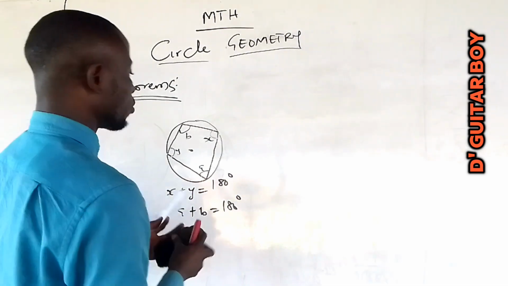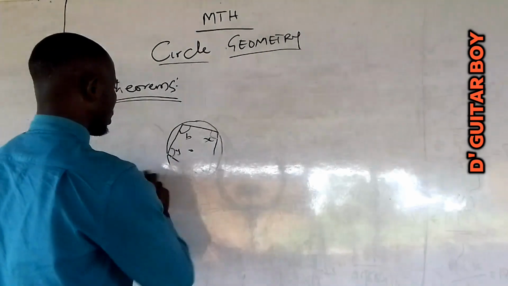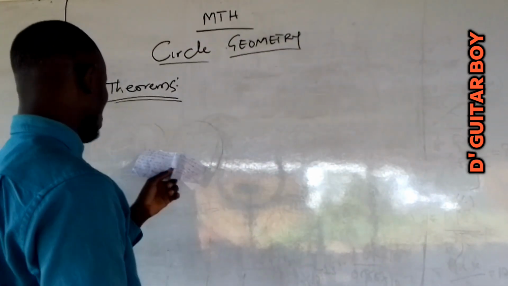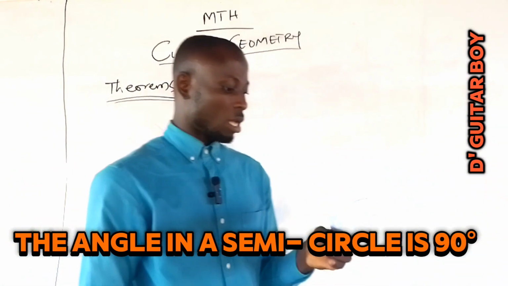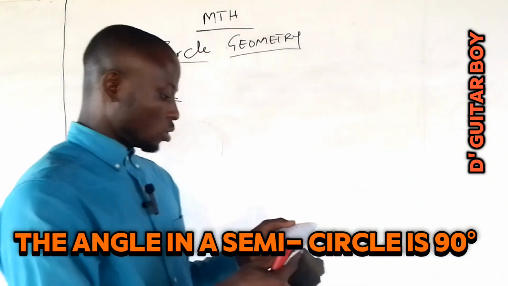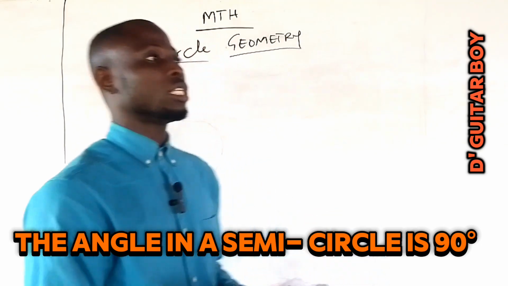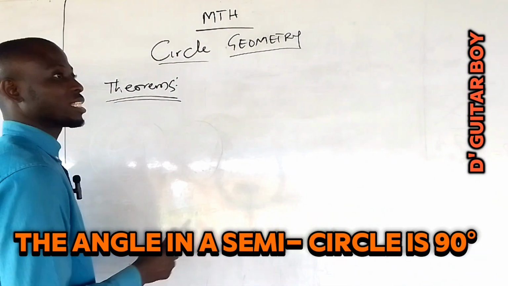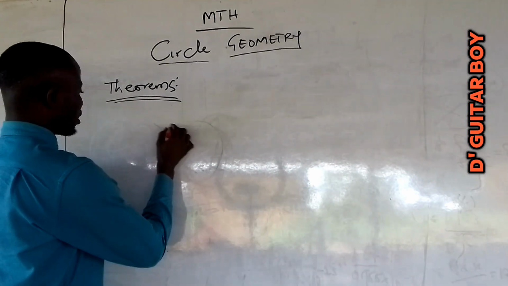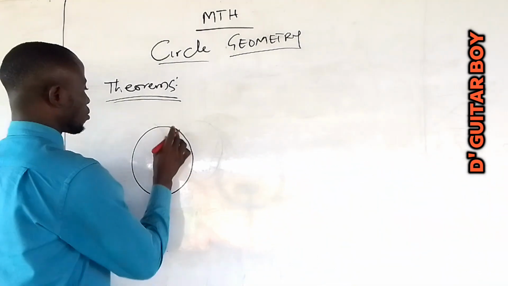Now the next one we want to talk about is angles on the same angle. The angle in a semicircle is equal to 90 degrees. Angle on a semicircle is 90 degrees. Look at a circle now.